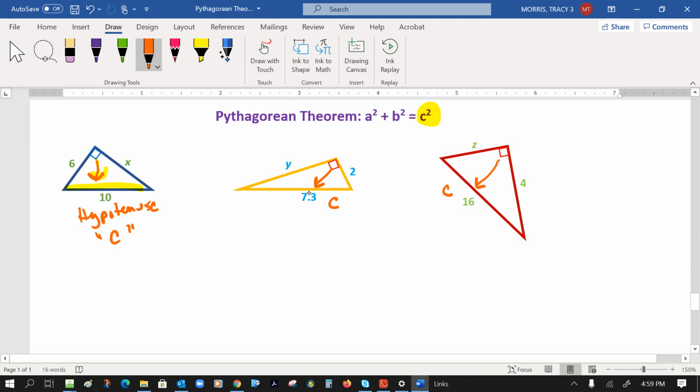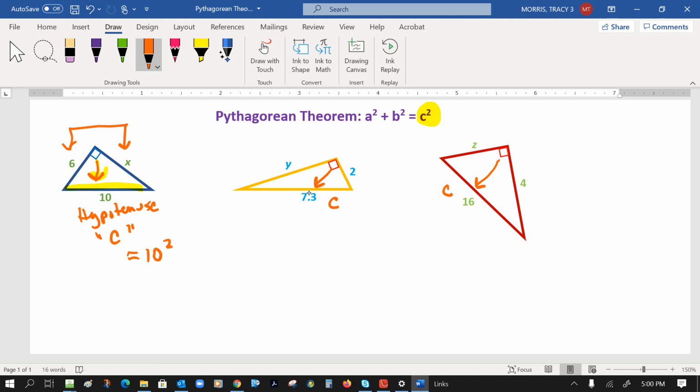Okay, so now you want to do your A and B, and it does not matter which of the other two you call A or B. It just matters that C is by itself on one side of the equal sign. So we'll put our 10 squared to represent the 10 in the C position being squared. We'll do our 6 squared plus x squared. 6 squared is 36. 10 squared is 100.